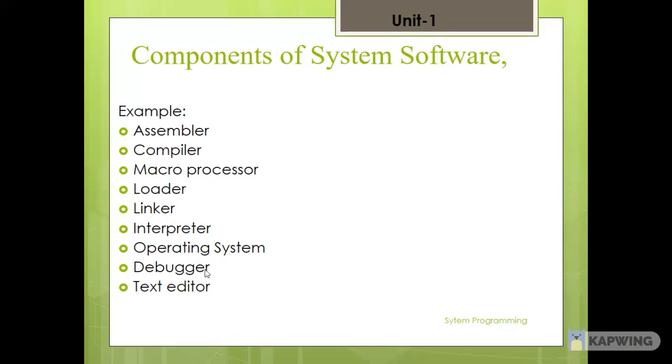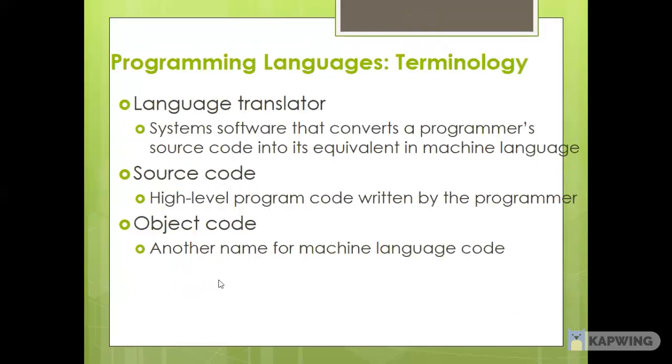A text editor is software that permits the creation and editing of text files. You can use different types of application software or application programs as a text editor. Okay. Then programming language terminologies: language translator, source code, and object code. A language translator is system software that converts a programmer's source code into its equivalent in machine language. That is nothing but the language translator.